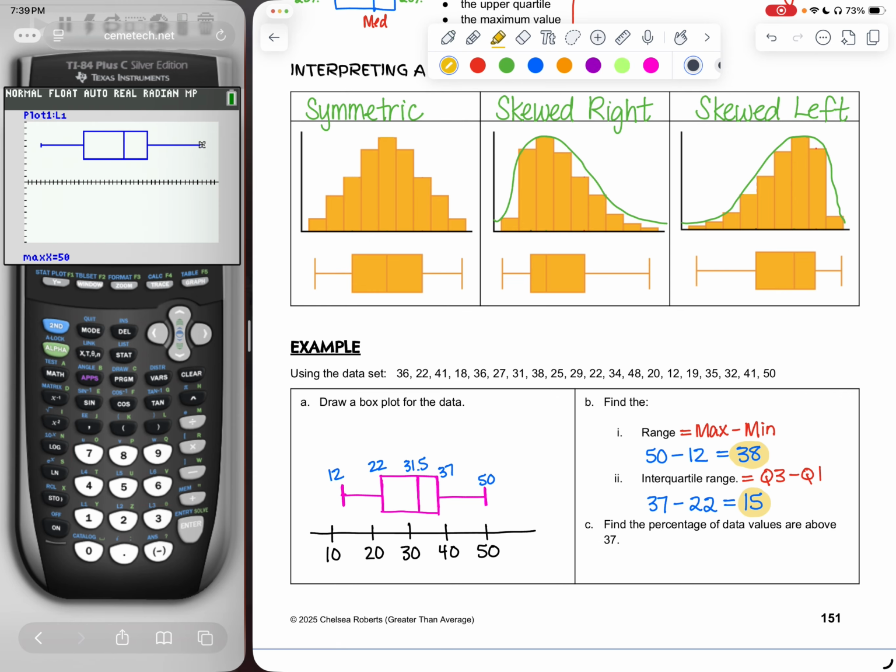So if I were to use this information, if it says what percent of the data values are above 37, then all I have to do is highlight the section that is above 37, and we already know that that section is going to be 25%, because I only have 1/4 of the entire box and whisker plot shaded. Once again, we know that 25% of your data is in this section.